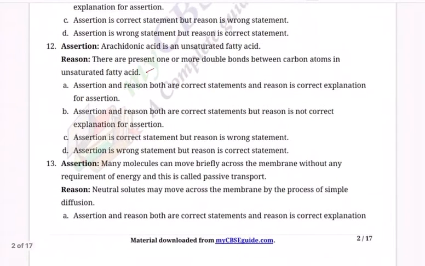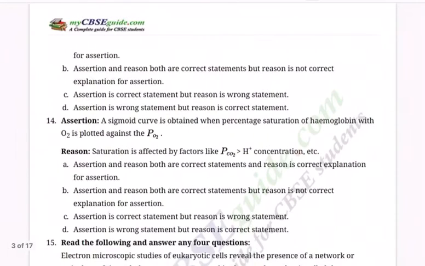Question number 13. Assertion: Many molecules can move briefly across the membrane without any requirement of energy, so passive movement, and this is called passive transport. Reason: Neutral solutes may move across the membrane by a process of simple diffusion. A. Assertion and reason both are correct, and reason is the correct explanation for assertion. B. Assertion and reason both are correct, but reason is not the correct explanation for assertion.